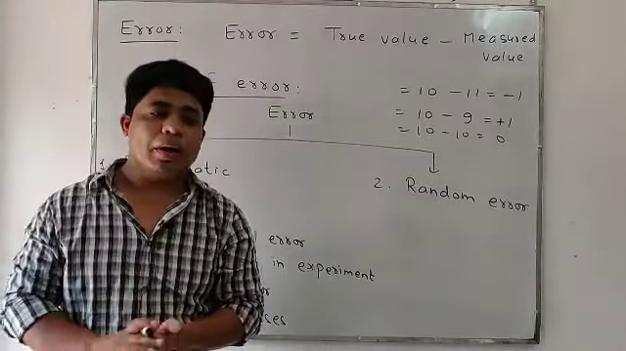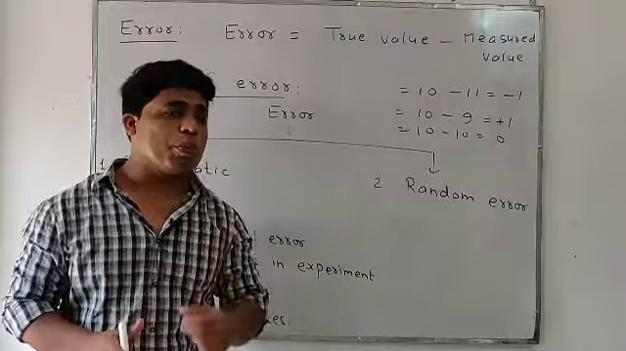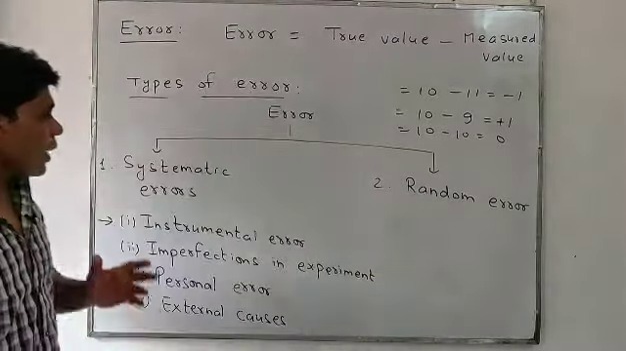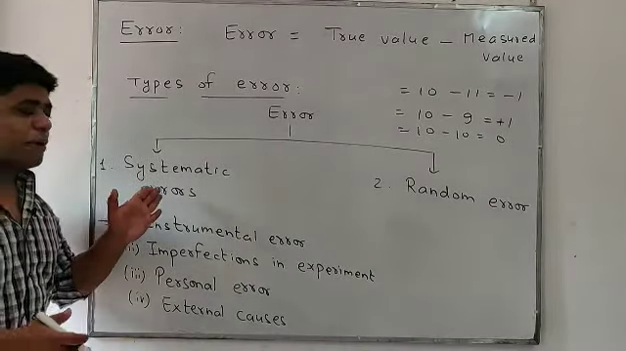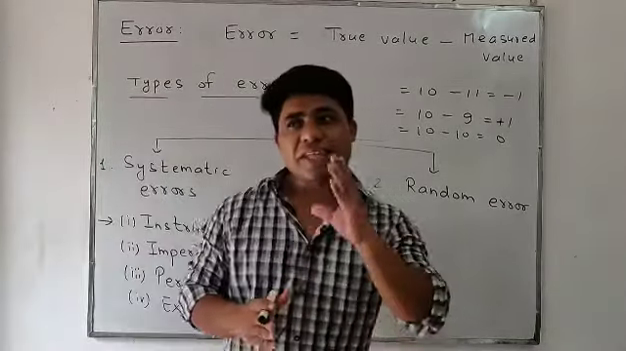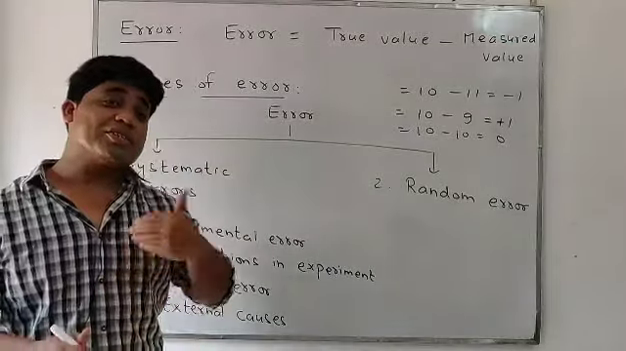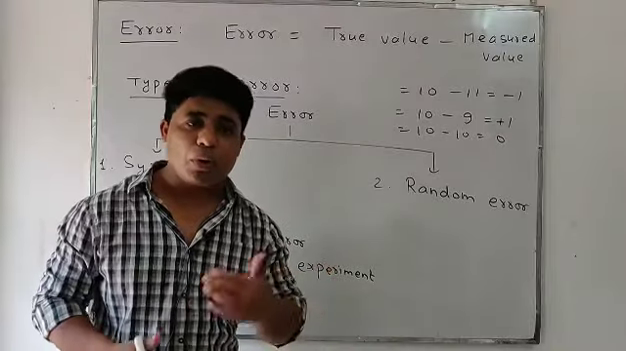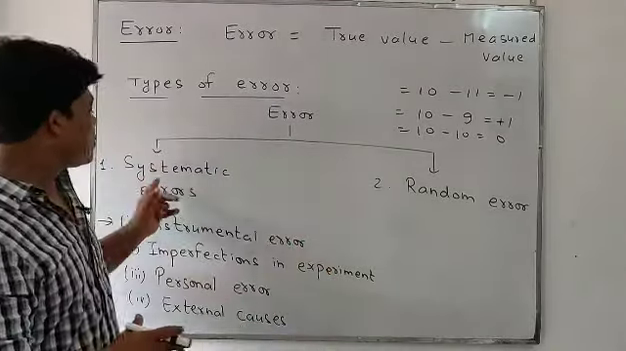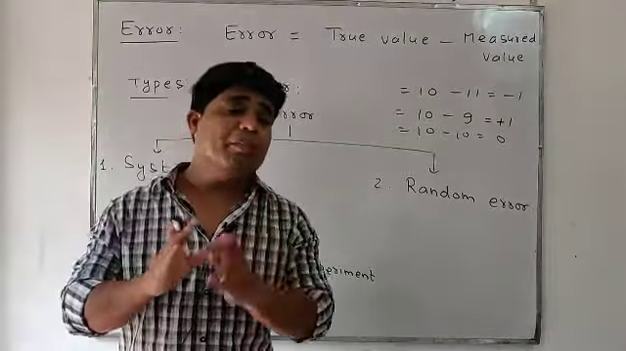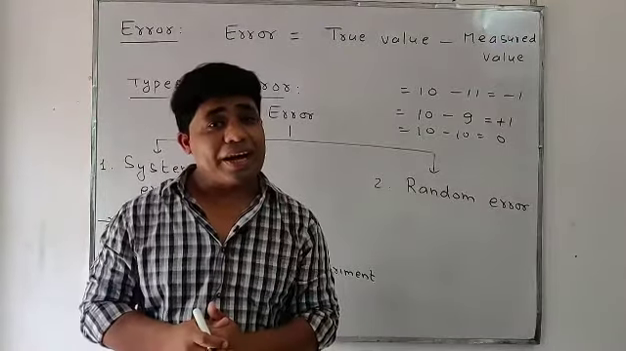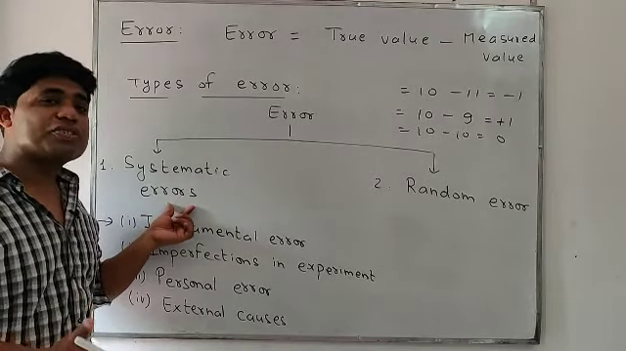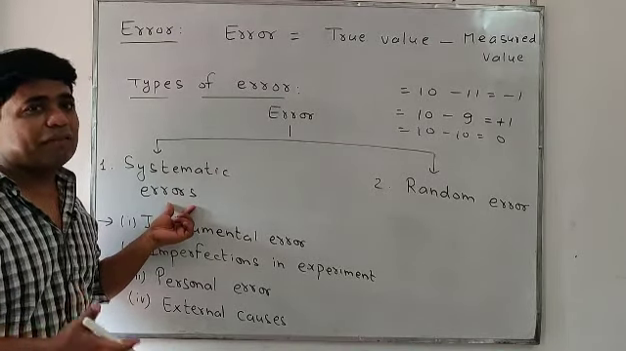Types of error. There are lots of types, but mainly it is classified in two parts: systematic error and random error. Let's come to systematic error first. The systematic error is that error which occurs in a single direction, either in the negative direction or in the positive direction. We can eliminate this systematic error by knowing the reason.